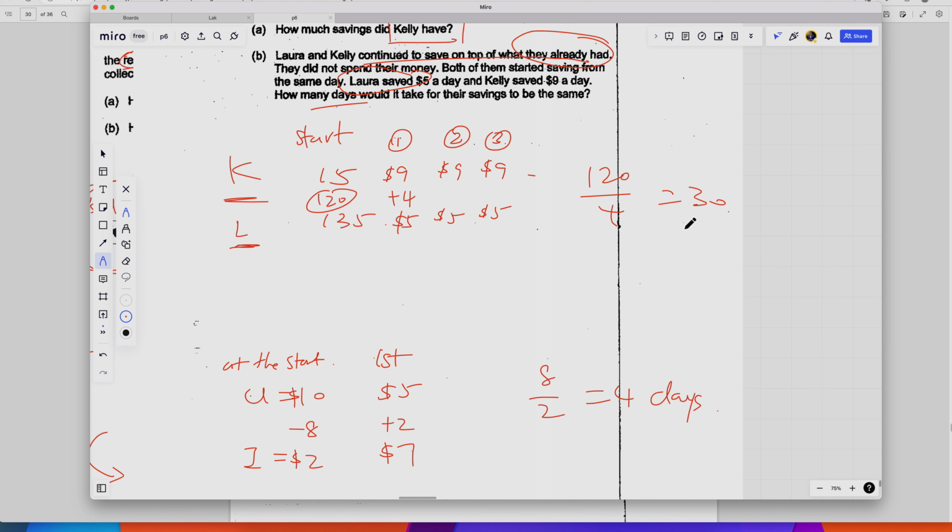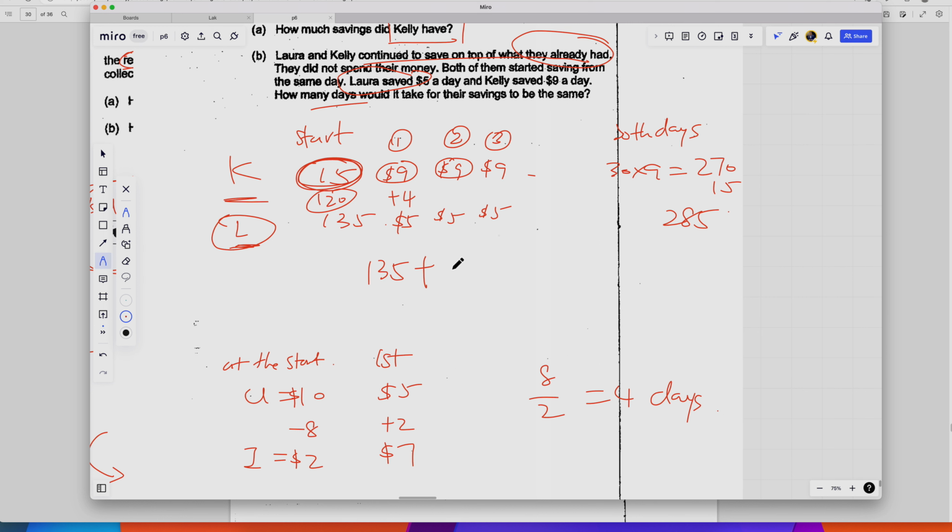Then what if they ask, what is the 30-day total savings? Very simple. 1 day is 9, 2 days is 2 times 9, so 30 days is 30 times 9. This will give you 270, which is the savings. You still have to add the start, so after 30 days, Kelly will have 285. Laura will also have 285. You can test: 135 as the start plus 5 times 30, which is 150. Add it up, it's 285. So both get 285.